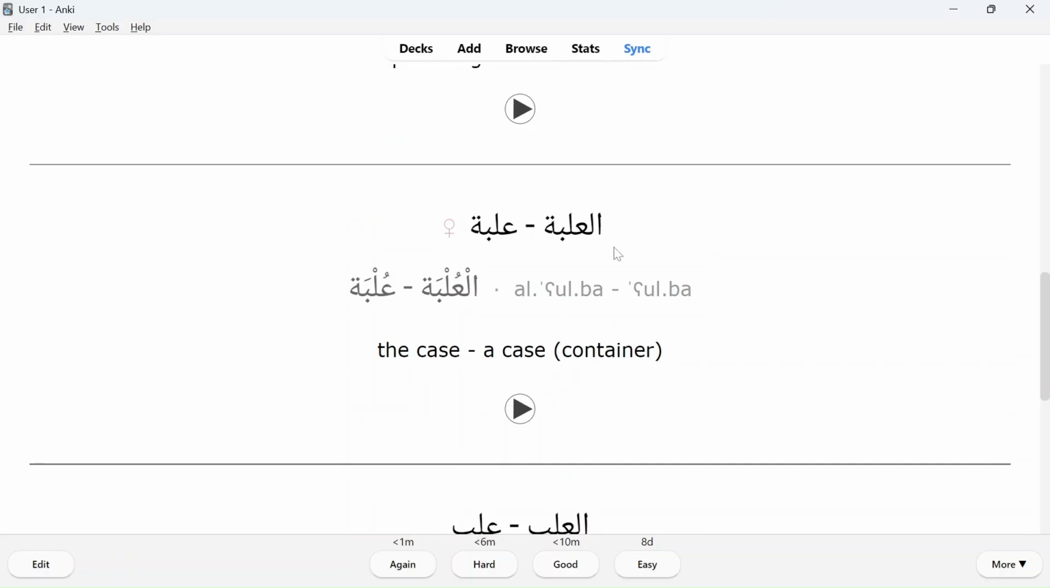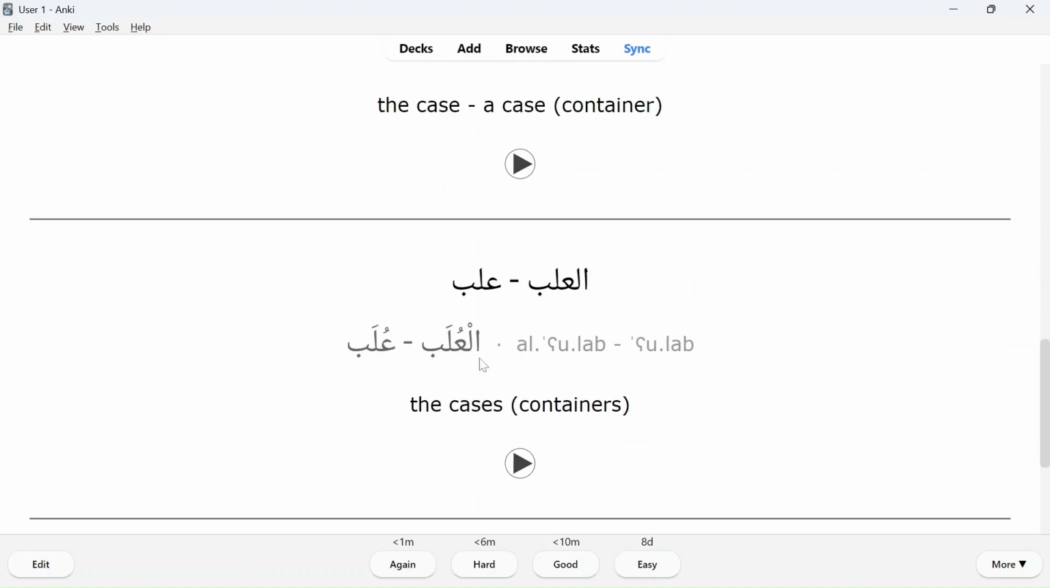Let's go to the singular area. We have the word in its definite and indefinite form. And over here you see a female symbol. And this is again a good reminder for you that the word that you are learning is feminine. We have the word with harakat. So this will help you with pronunciation. We have the IPA notation of the word. So again, you have another extra aid, another extra help when it comes to pronunciation. And you have the English translation of the word in the singular. And finally, audio. العلبة علبة.